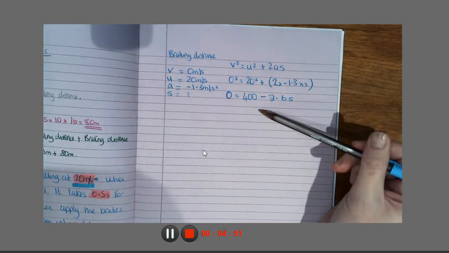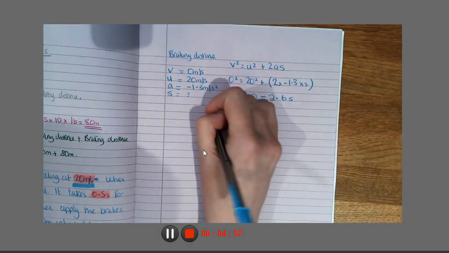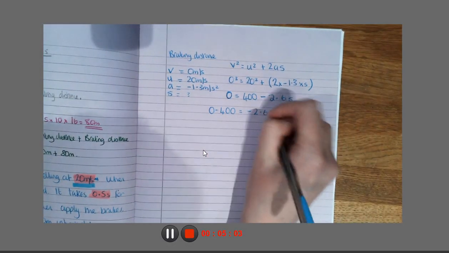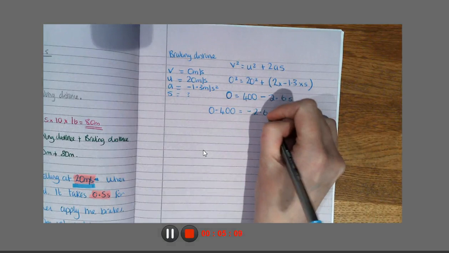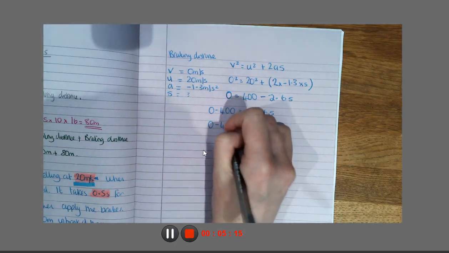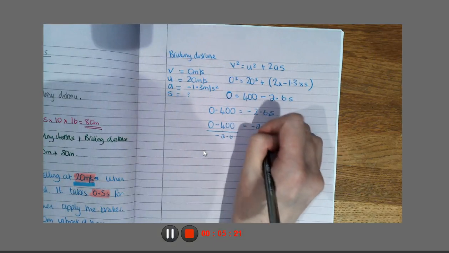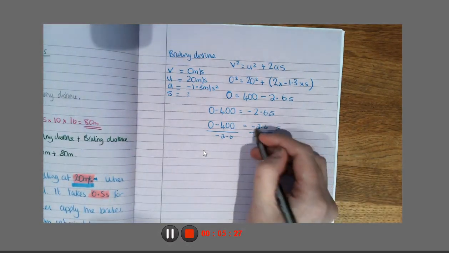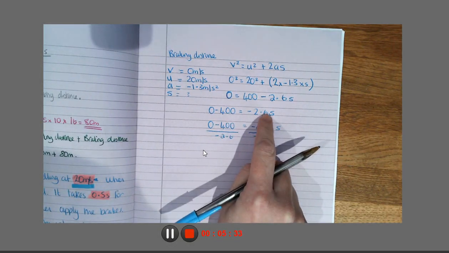Right, so now I need to rearrange it. I've got a plus 400 on this side, so I'm going to take it to the other side and it becomes negative. So minus 400 equals minus 2.6s. I then have a minus 2.6 here, multiplied by s. So I'm going to divide both sides by minus 2.6. So 0 minus 400 divided by minus 2.6 equals minus 2.6 divided by minus 2.6s. And then these cancel. As you get better at doing this, you can miss out this stage. You can just move your minus 2.6 down here.